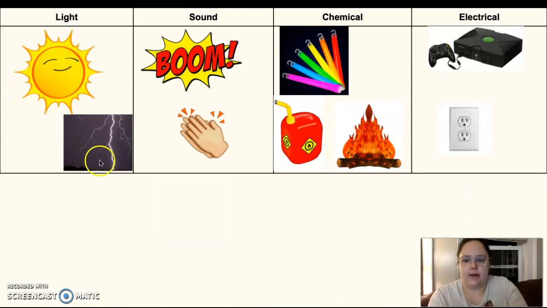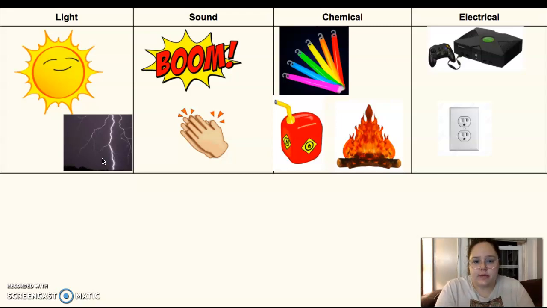So I put the sun and the lightning under light. The sun also gives off heat energy. It also gives off solar energy is what it's really called. But I'm going to say the initial one is a light. Lightning doesn't make a sound, that's the thunder. So the lightning would also go under light. The sounds, we did the hand clapping, that's producing a sound, and then that big boom.